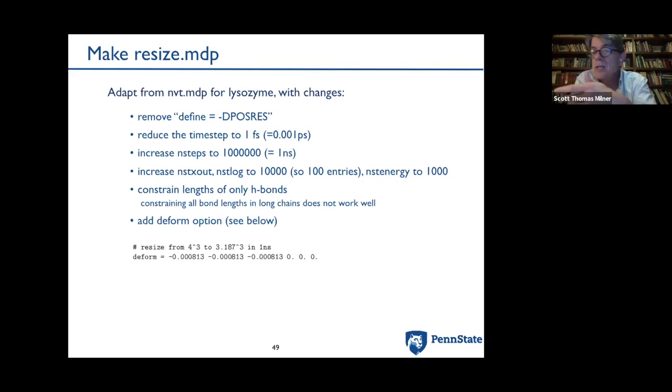So that's an additional option in the MD parameter file, and it's this thing copied down there at the bottom, which is deform equals, and those are the speeds in nanometers per picosecond that the walls are closing in. You calculate what that is, and in this case, it's calculated to give the right final dimension in a nanosecond, which is enough time for the molecules to shake around.